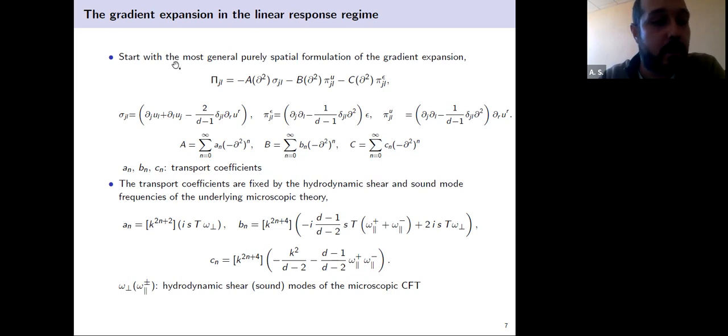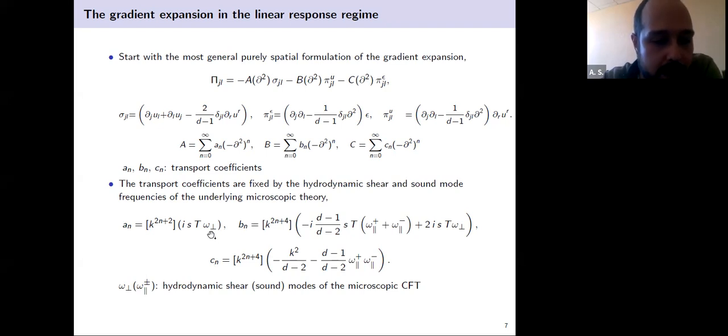which we cannot fix by the usage of the symmetries of the fluid flow alone, but which has to be determined, as I said, in terms of the microscopic theory, by a matching computation, okay? So the way in which we decided to perform this matching computation was to fix these transport coefficients in terms of the hydrodynamic shear and sound modes of the underlying microscopic theory. And the end result that you get is the following. For instance, the coefficients of this piece, the AN coefficients, can be expressed as a particular term in the small K expansion of the hydrodynamic shear mode frequency, represented here by omega perp. And likewise for the BN and CN transport coefficients, okay?